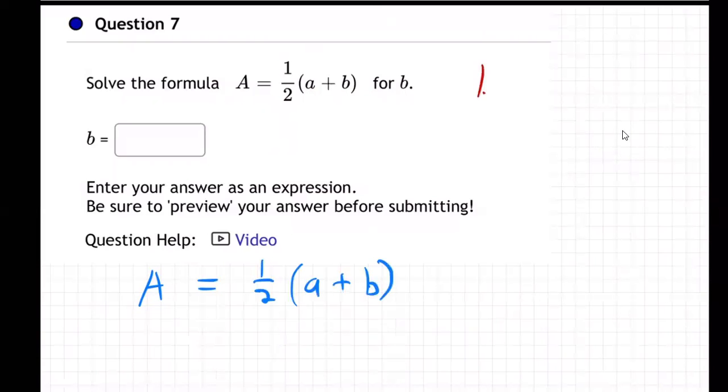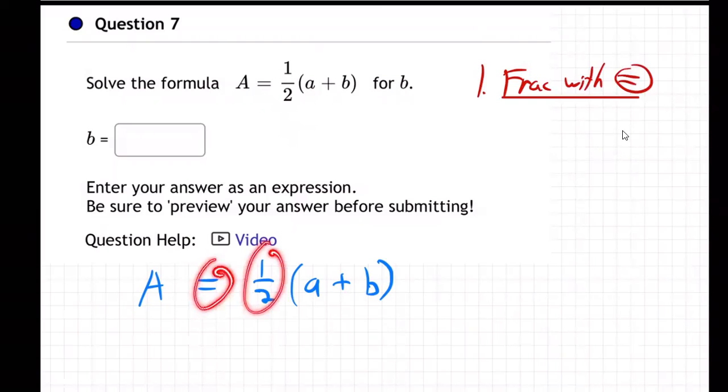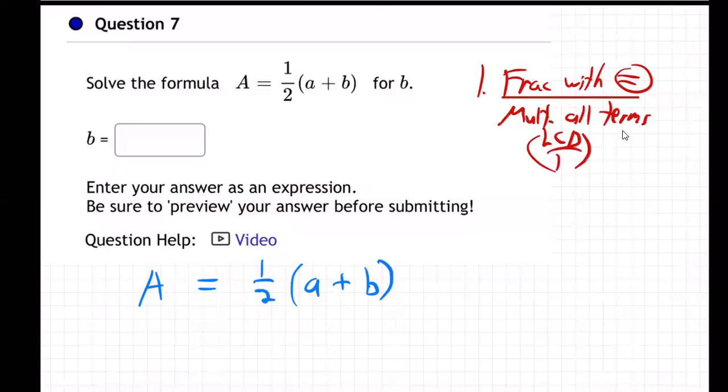First step. Well, we clearly have fractions with an equal sign, right? And that's always something we need to deal with. When you have fractions with an equal sign, you know what to do. Multiply all the terms by LCD over 1. And the LCD is the denominator. The only denominator is the 2. So I'm going to go 2 over 1, and over here, just 2. You don't need the over 1 because it's not a fraction.